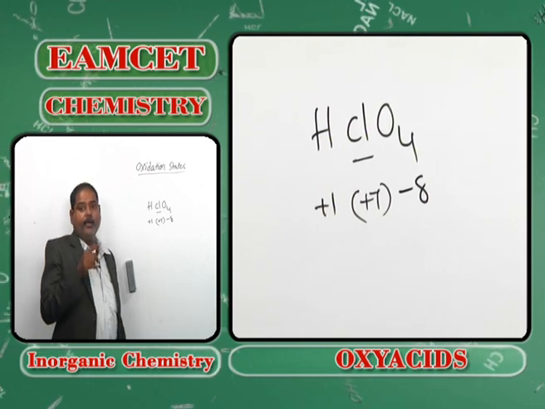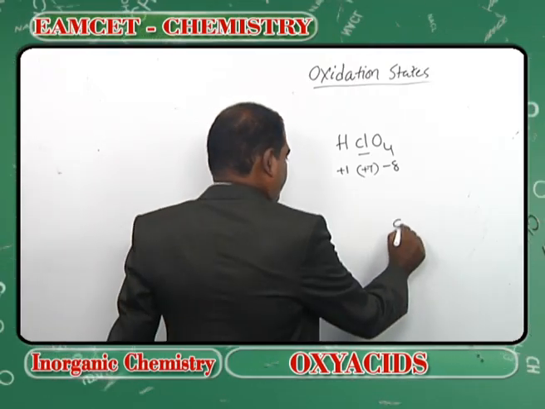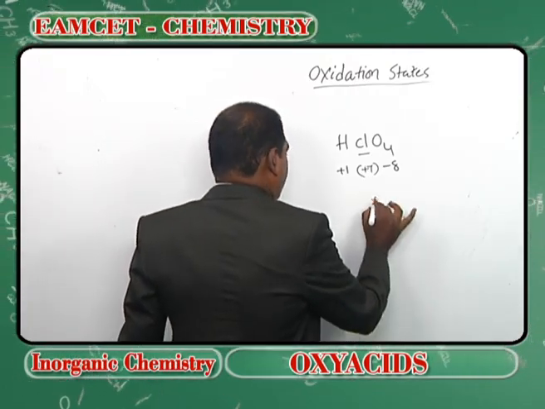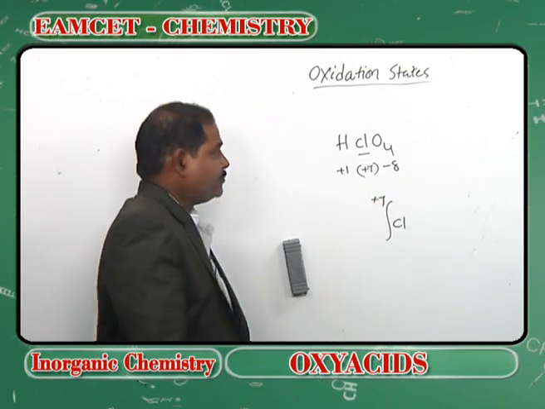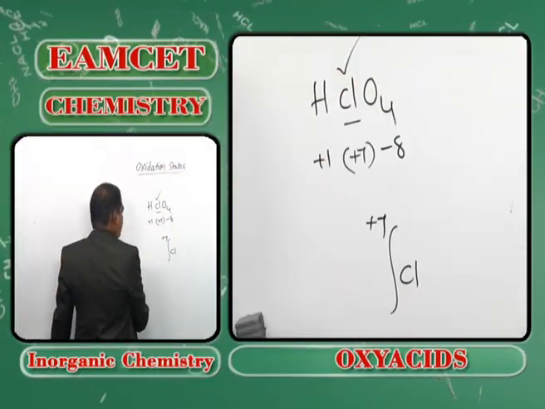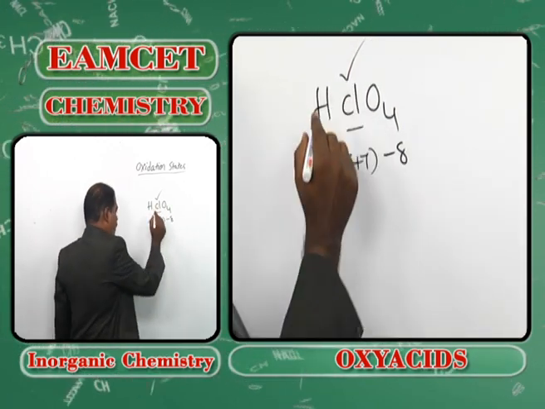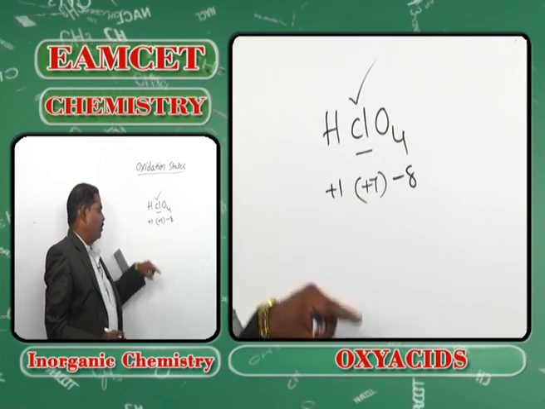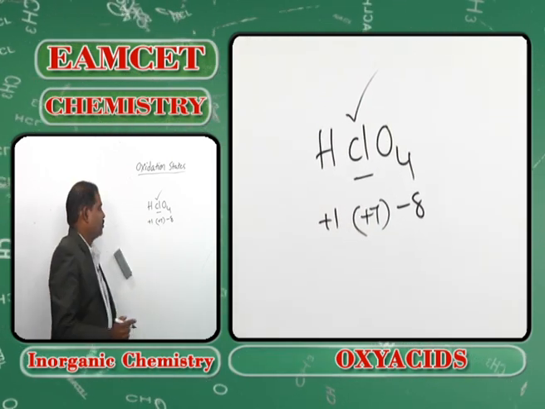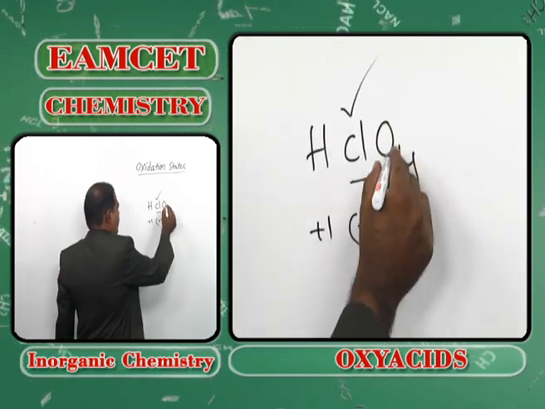Does chlorine mind being +7? No, not at all. Why? Chlorine can go as high as +7 maximum. So this is possible for chlorine. What do you mean by possible for chlorine? Chlorine has no objection to go to a +7 state. So here oxygen can happily become -2.